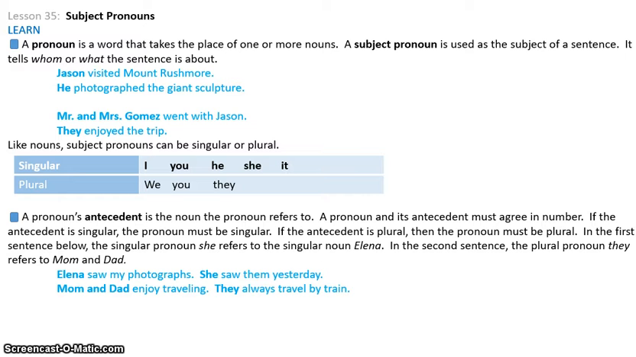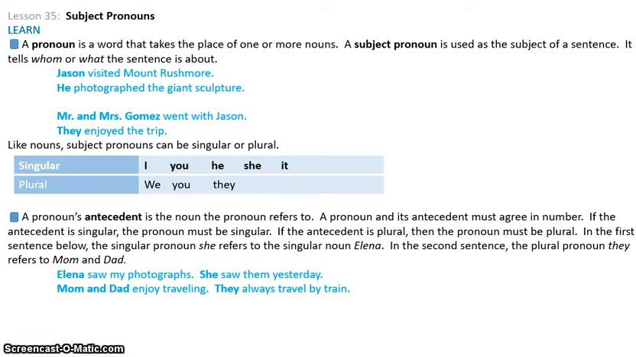Now the next one says Mr. and Mrs. Gomez went with Jason. Mr. and Mrs. Gomez, that's the subject. That's what the sentence is about. So that's the subject of the sentence. If I were to take that out and replace it with a subject pronoun, I would use the word they. They enjoyed the trip.